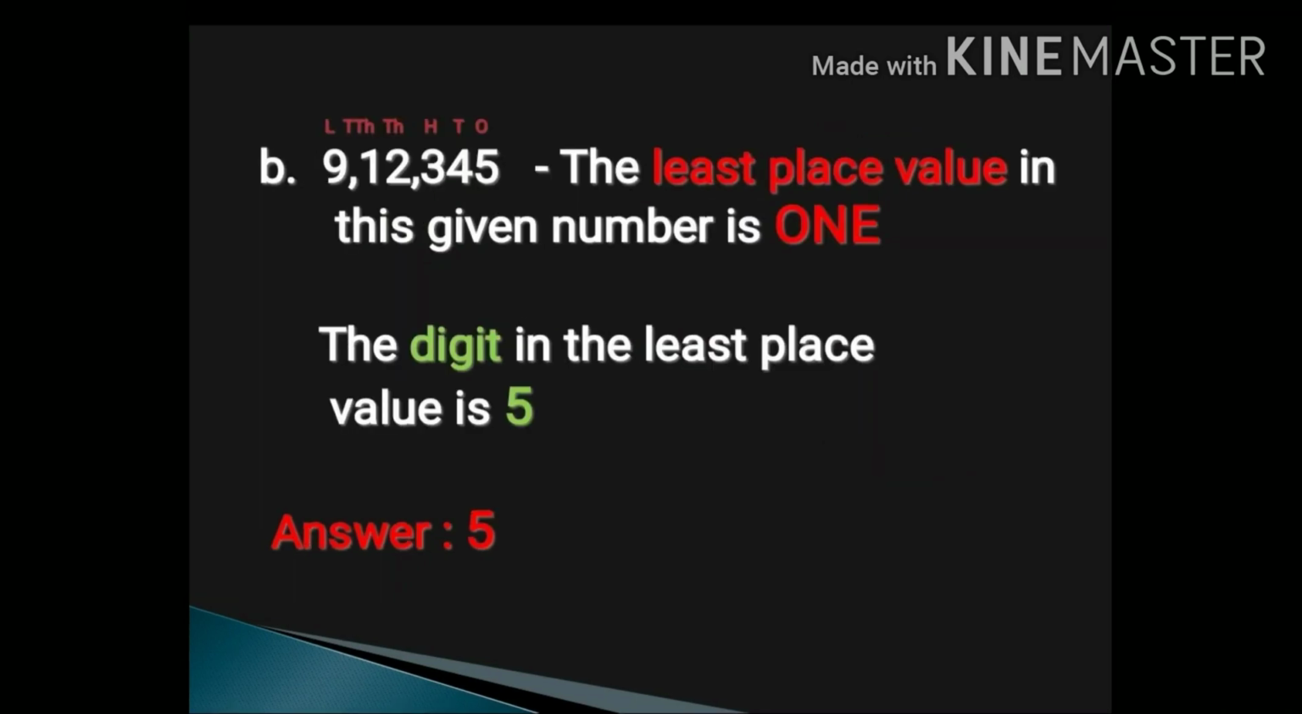Next sum, 9,12,345. So, write the place value on the top of the digit. The least place value in the given number is 1. Digit in the least place value is 5. So, the answer is 5.